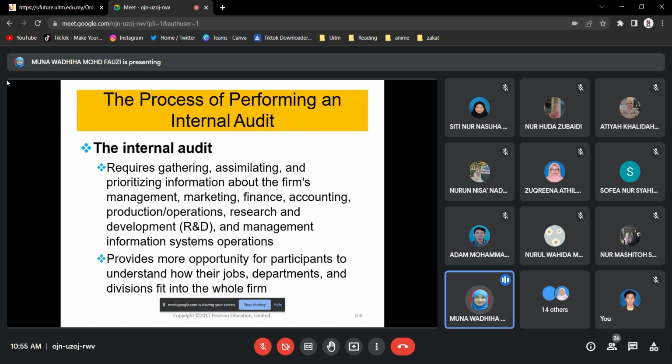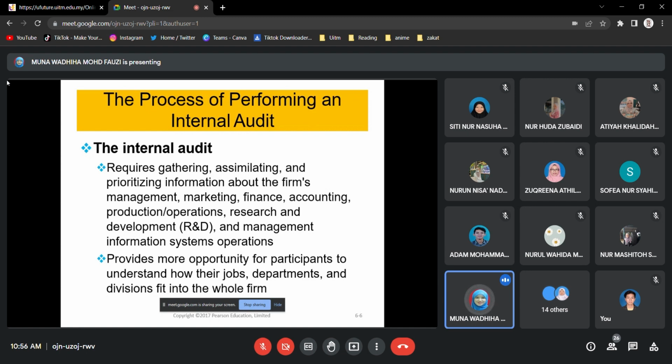So internal audit, what we can say is that it requires the activities of gathering, assimilating, and prioritizing information, right? So the first thing, they need to gather all the information. Meaning the organization needs to do research analysis in order to gather all the information. After they get all the information, the managers can assimilate and prioritize which information is most important and less important.